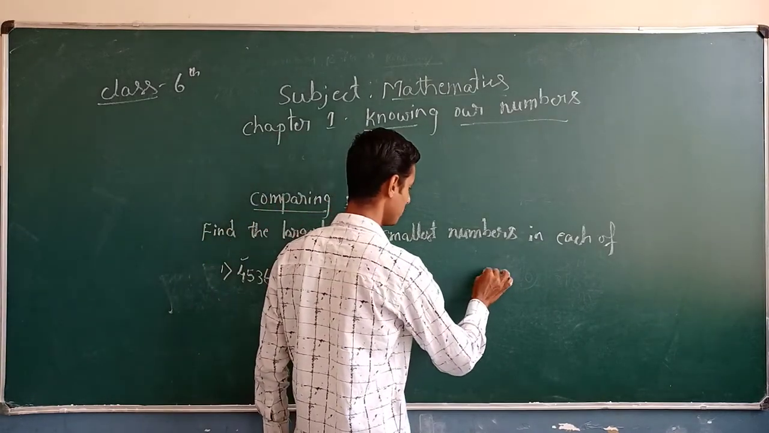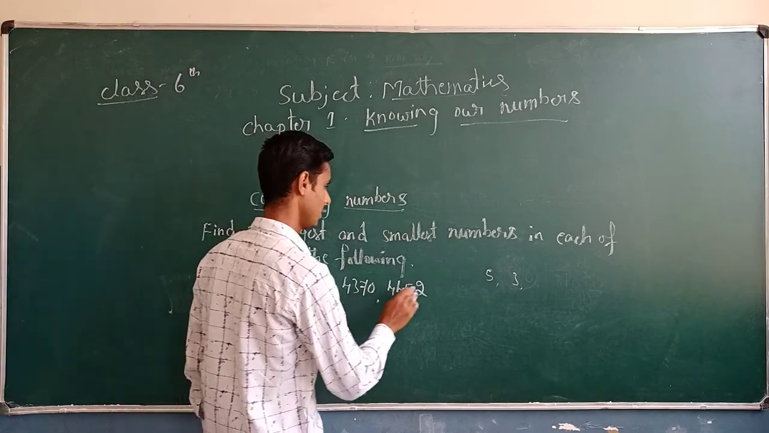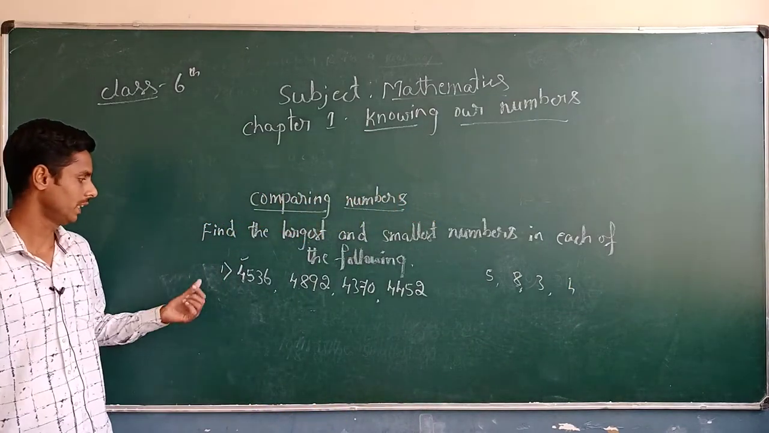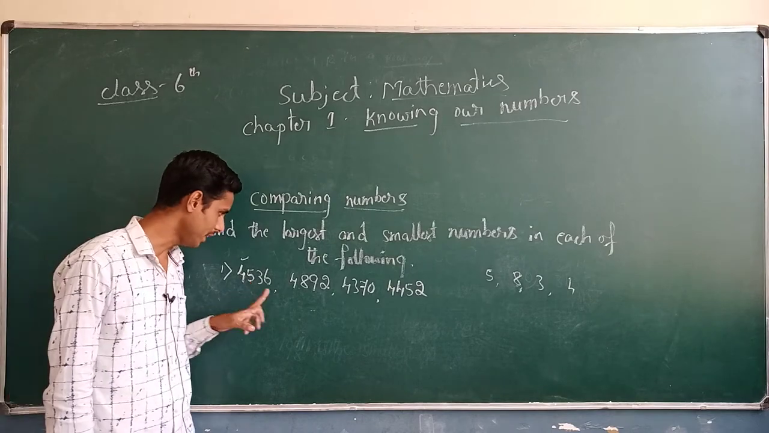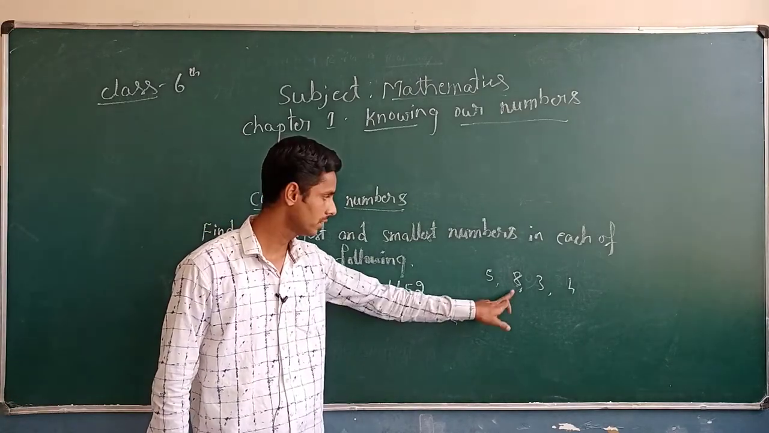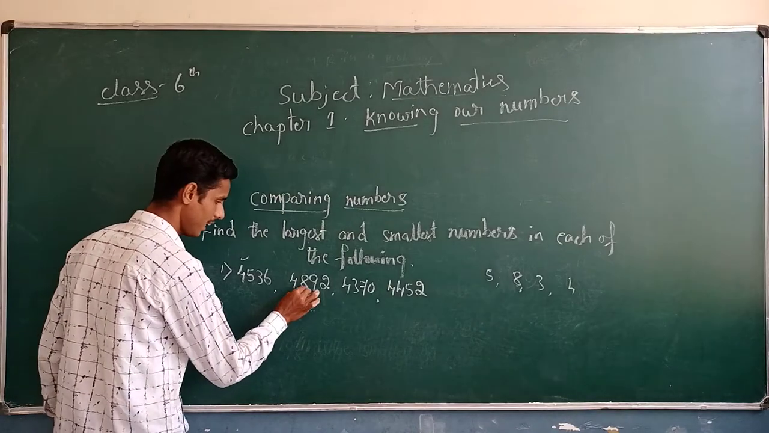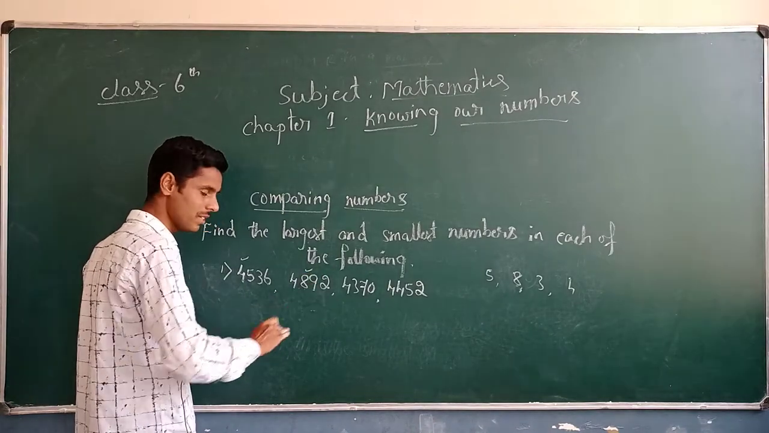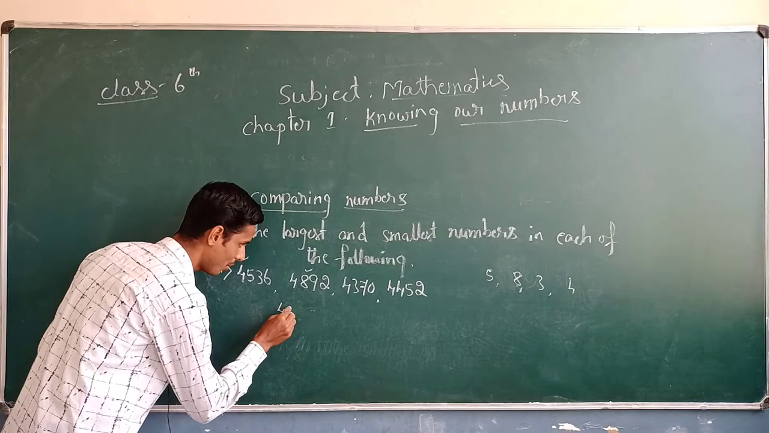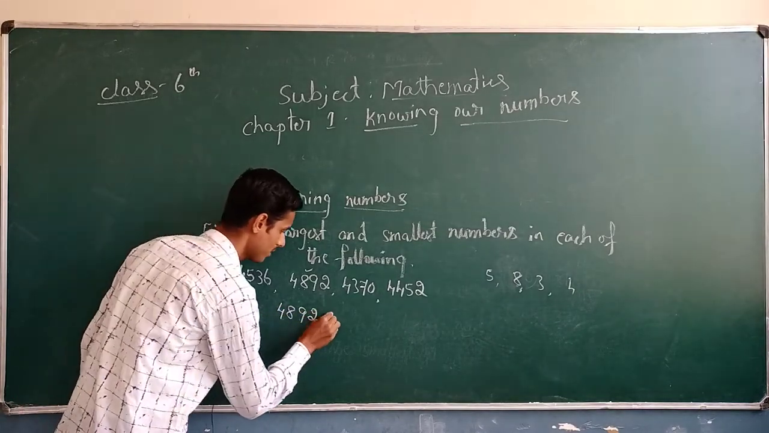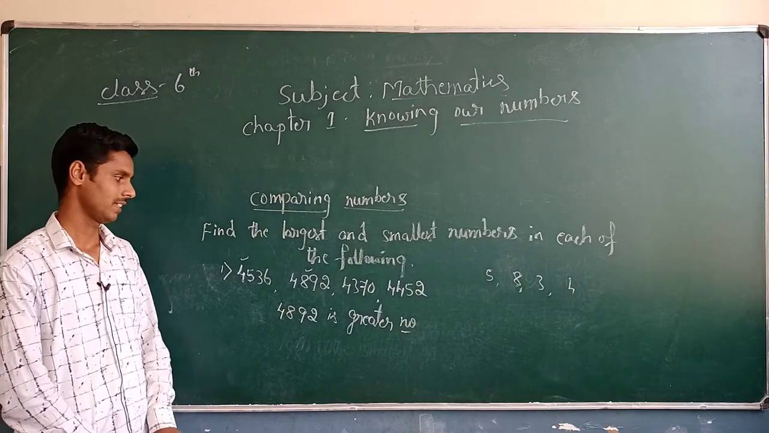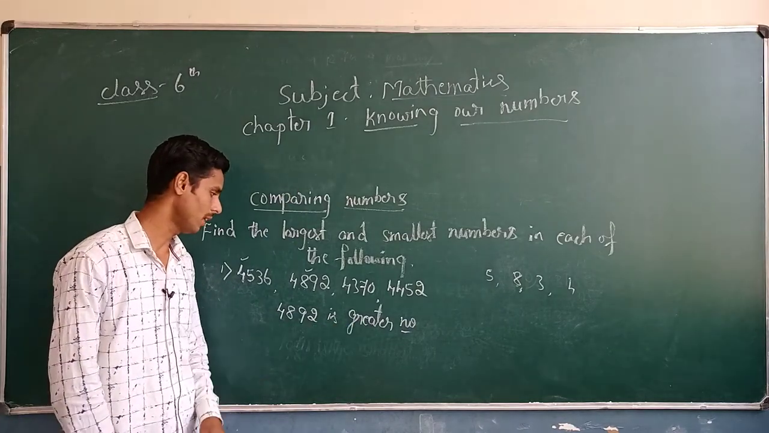The hundreds place digits are 5, 8, 3, 4. Among those, which is the greater number? 8, right? It contains 8 in the hundreds place, whereas the other numbers are lesser than this. So therefore 4892 is the greater number, the largest number.